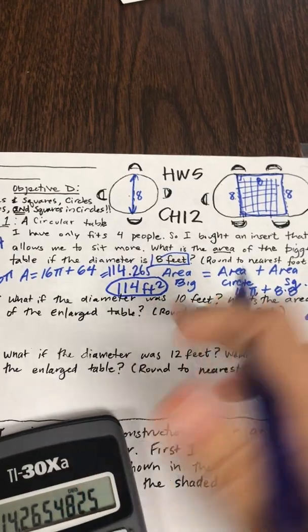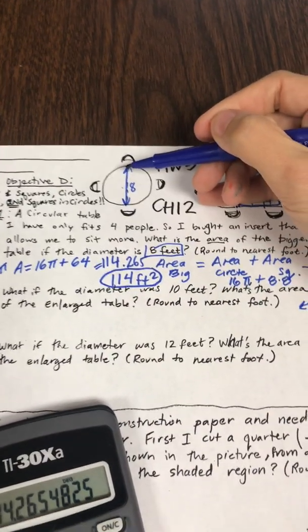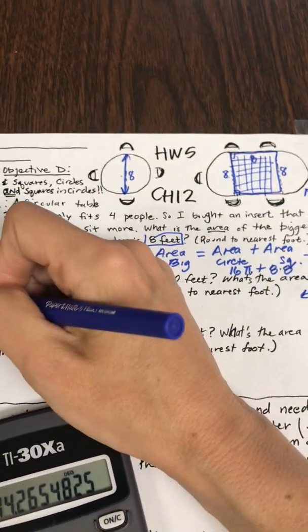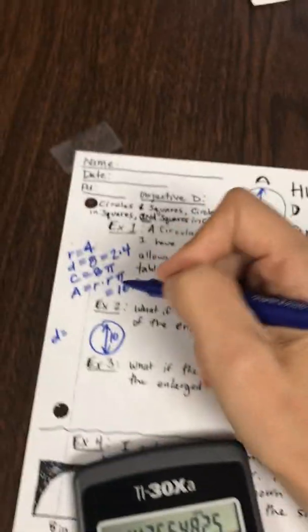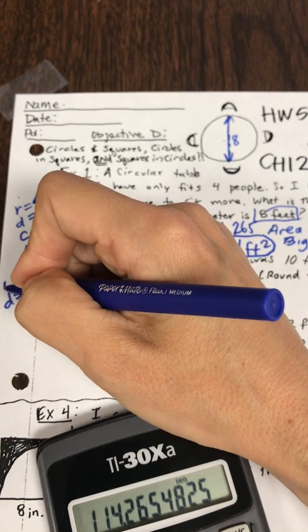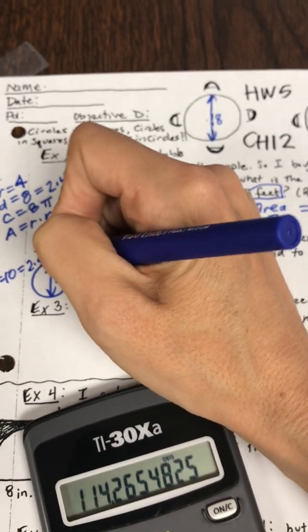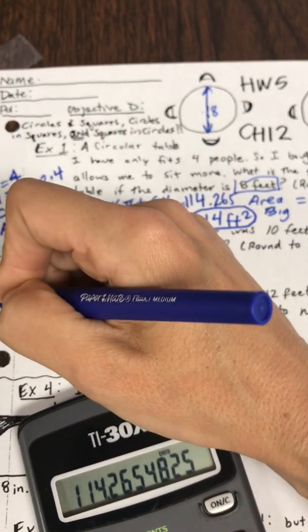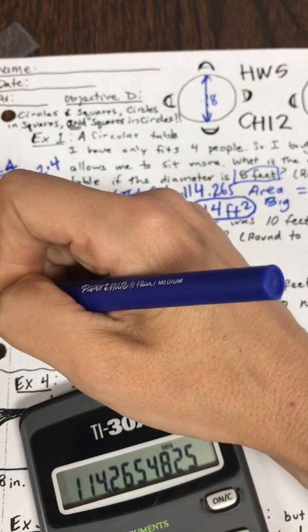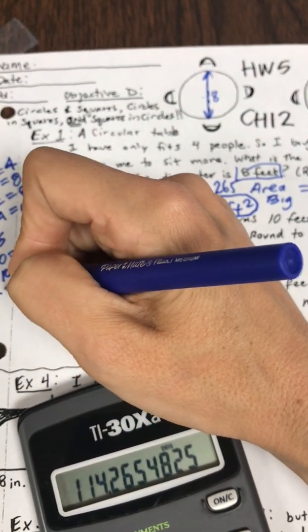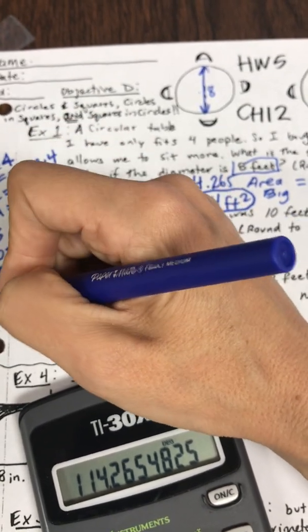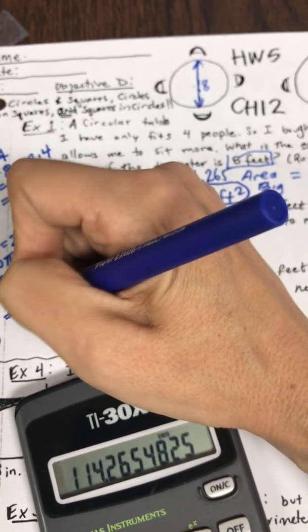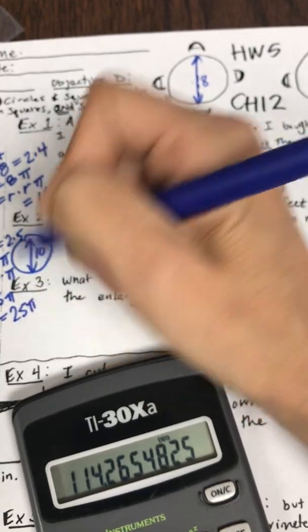and I found area, so my answer should be in feet squared. Okay, let's do it again. Diameter is 10, so if all the way across is 10, the radius, that's the number 2 times 5, so the radius should be 5. Circumference is 10 pi, and area is radius squared times pi. So that would be 5 squared times pi, or 25 pi.